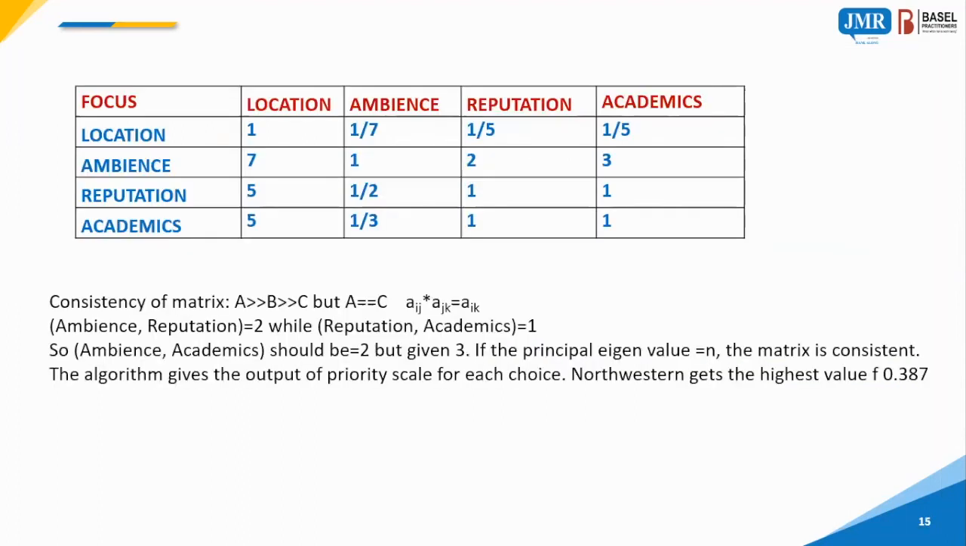There is a lot of use of these techniques across the world, and people use them extensively for project identification and project selection. In this particular example, you can see a location versus ambience comparison and which is more important: 1/7 and 7. That is, ambience is much more important than location. I am not going into the details of the technique.